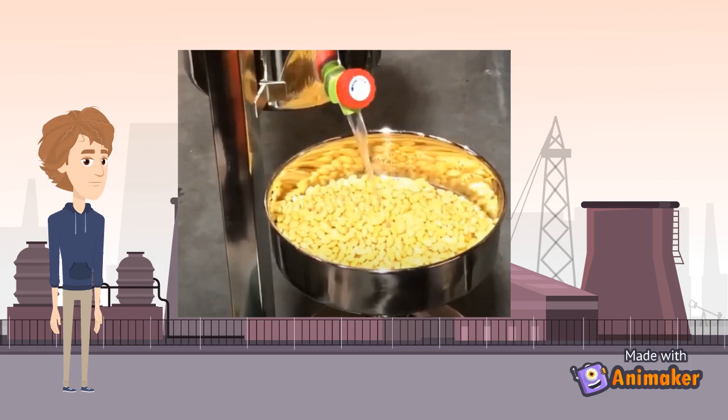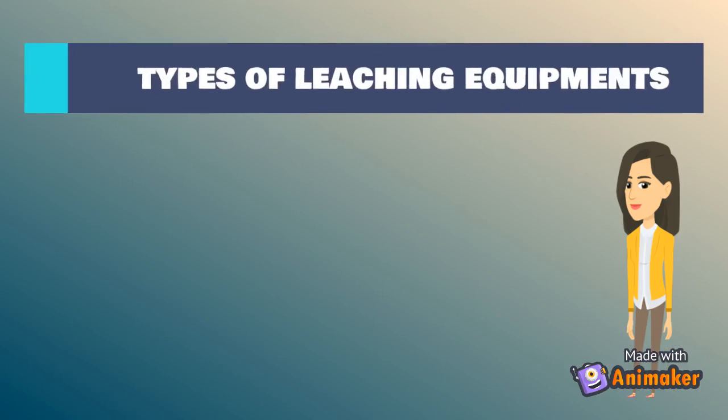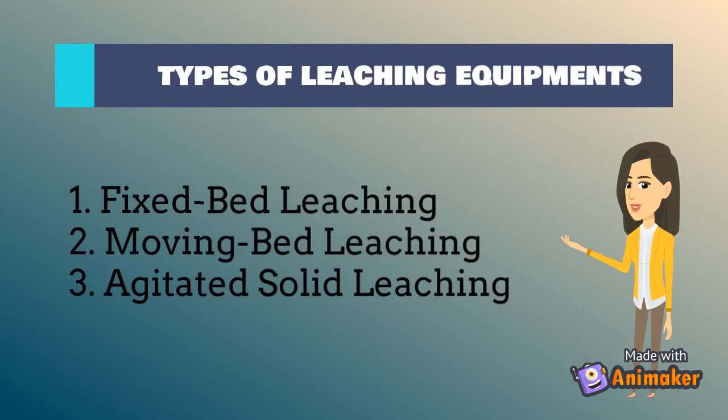Factors affecting the rate of leaching include particle size, temperature, concentration of reagent and stirring rate. To add on, smaller particle size, higher temperature, higher concentration of reagent and higher stirring rate give a higher rate of leaching. There are three types of leaching equipment: fixed bed leaching, moving bed leaching, and agitated solid leaching.